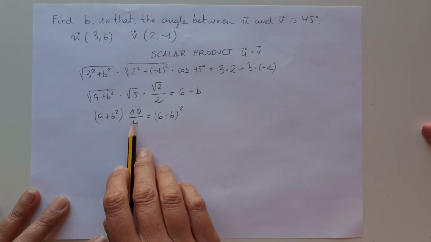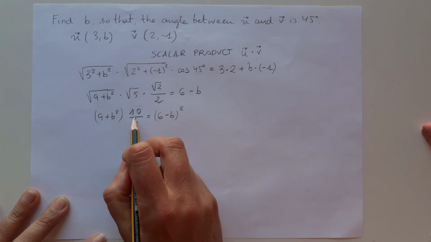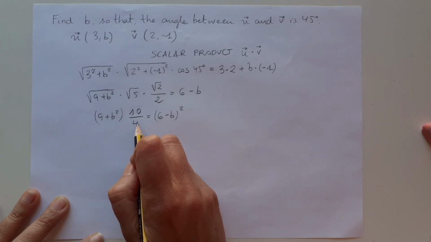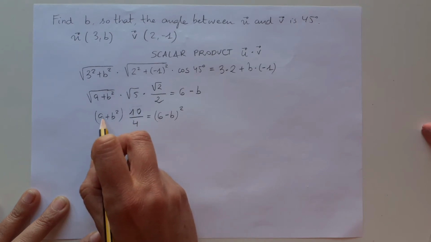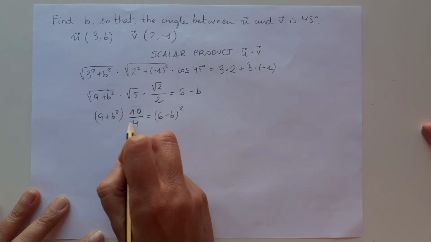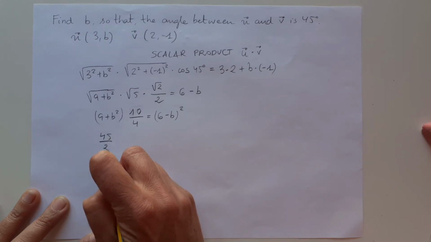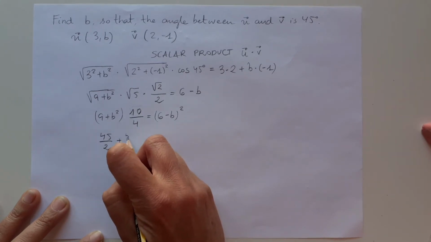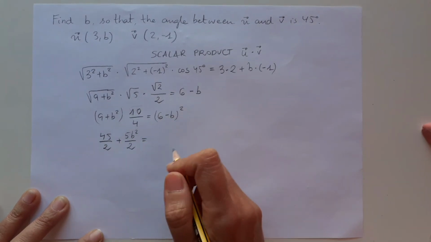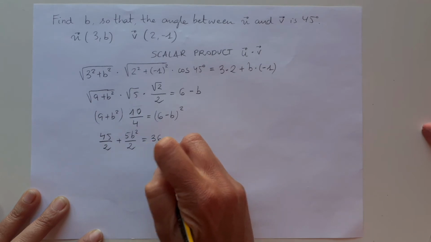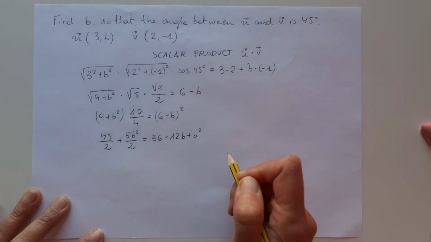Now, we are going to do this. And we would have 90. We can simplify this fraction by 2. And we will have 5 over 2. And now we are going to multiply 5 over 2 by this. So we would have 45 over 2 plus 5b squared over 2. And here we develop the special product and we would have 36 minus 12b plus b squared.